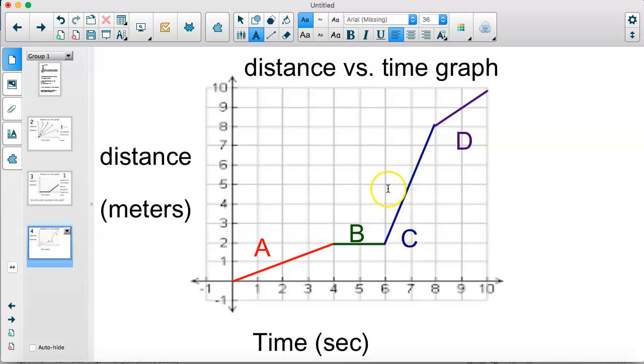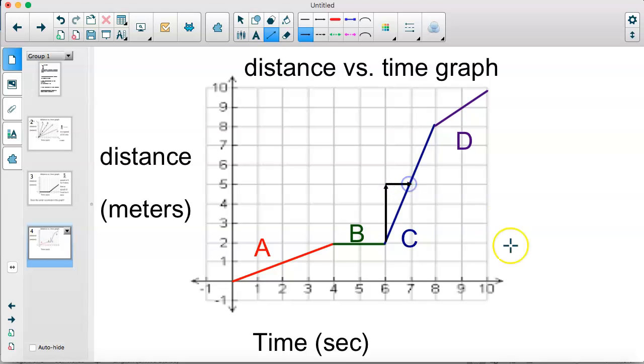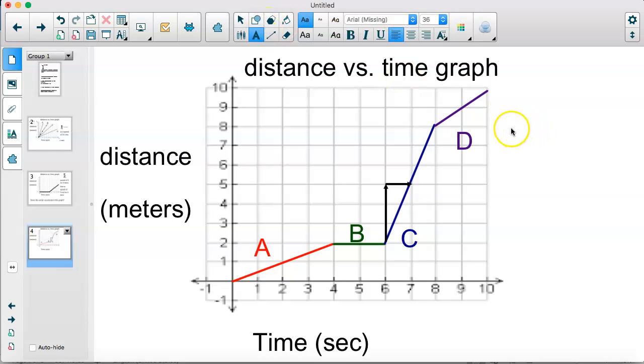So in line C, we can see that the rise over run is 3 meters per 1 second. Let me show you exactly what I mean by that here. It goes up 3 boxes for every 1 box it goes over. So what that means is the rise over run is 3 for every 1 second, or 3 meters per second. Cool. And that's the fastest our runner is ever running in this diagram.